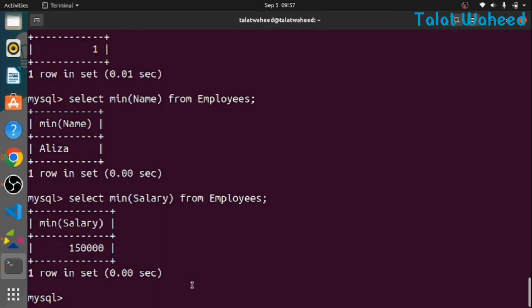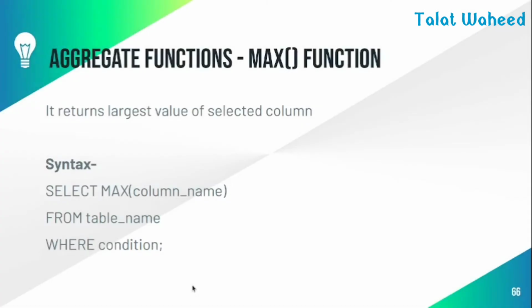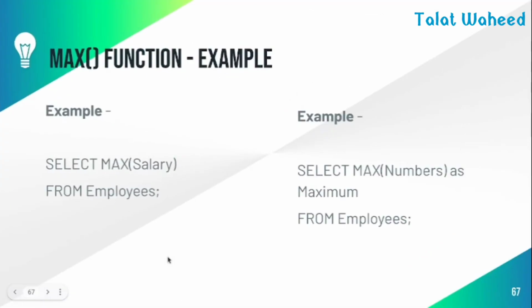Next, the max function returns the largest value of the selected column. The syntax is: select max(column name) from table name where condition. Let's see an example: select max(salary) from employees. It will return the maximum salary of the employees table. We can also use the as keyword with a column alias. Let's check in the terminal how it is working.